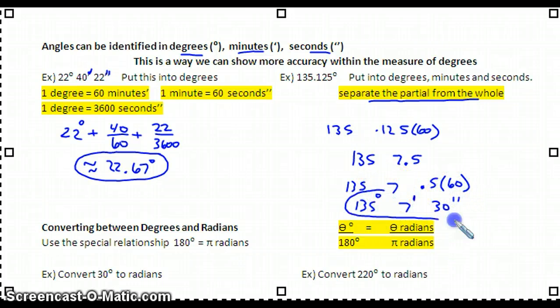Each time when I did this, what I ended up doing was taking the partial, the decimal in other words, the 0.125, and multiplying it by 60. Then take off the whole part of that. In this next case, the whole part was 7. Take the whole part off, put the decimal part off to the side, and multiply that by 60. I keep doing that until I don't have any more decimals associated with that. So I could say that 135 degrees, 7 minutes, 30 seconds is approximately 135.125 degrees.